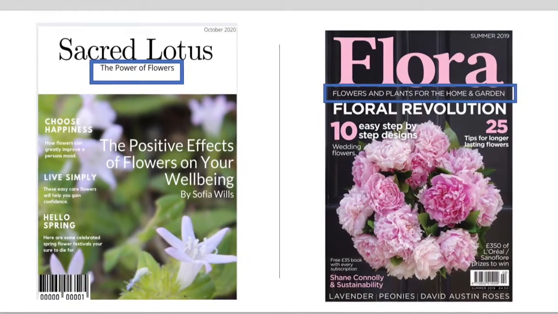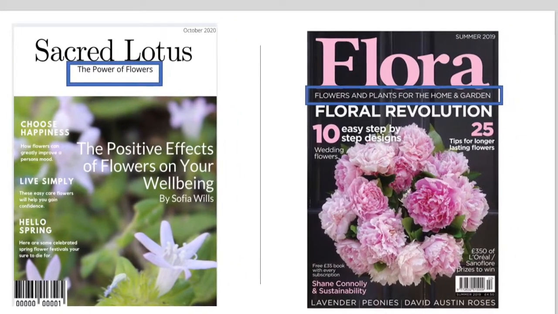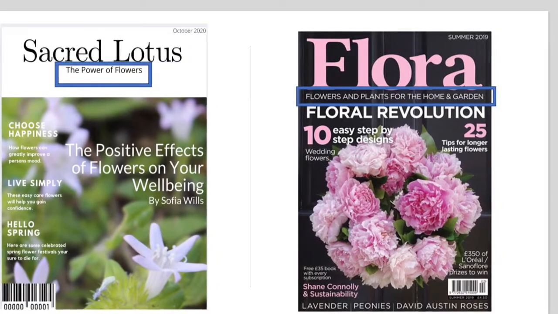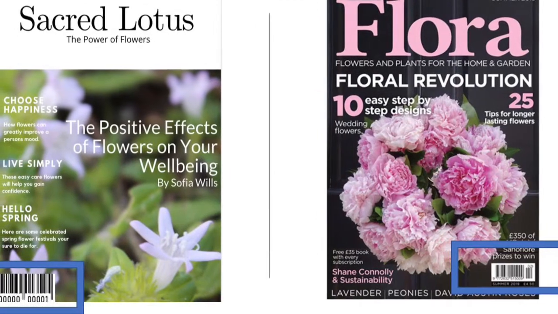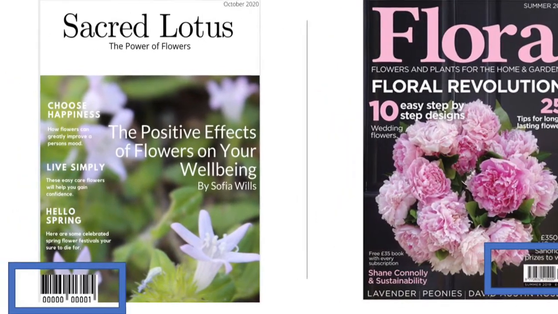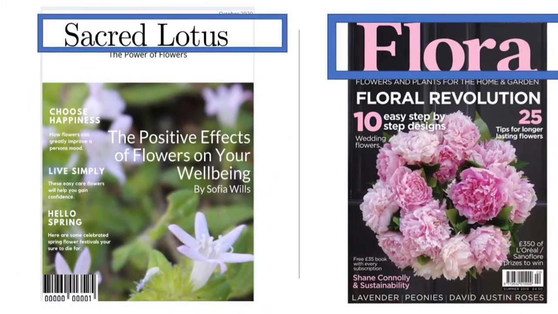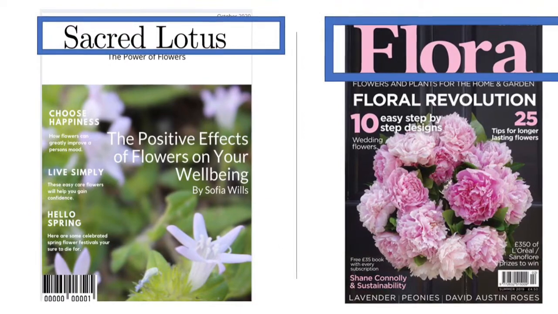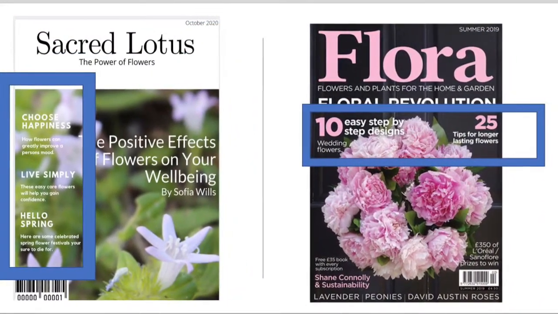Additionally, both magazines use a selling line located under the magazine masthead. This selling line attracts the attention of the audience that it's looking for. It can also be seen that in both magazines, located on the bottom left or right, there is a barcode. Both magazines also include the magazine masthead, located in the center of the magazine. It also includes cover lines located either towards the center of the magazine or on the sides.